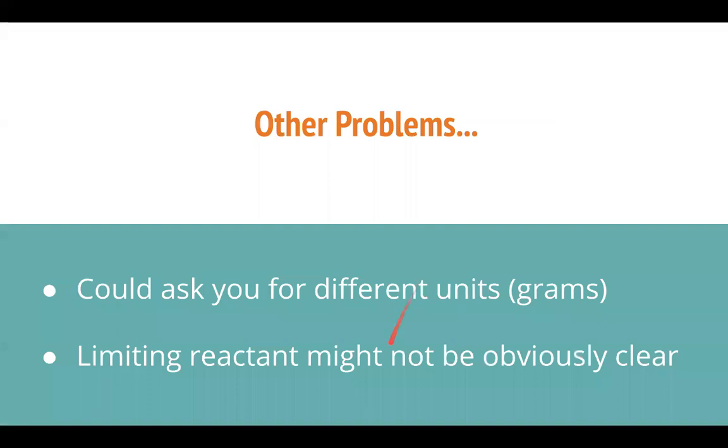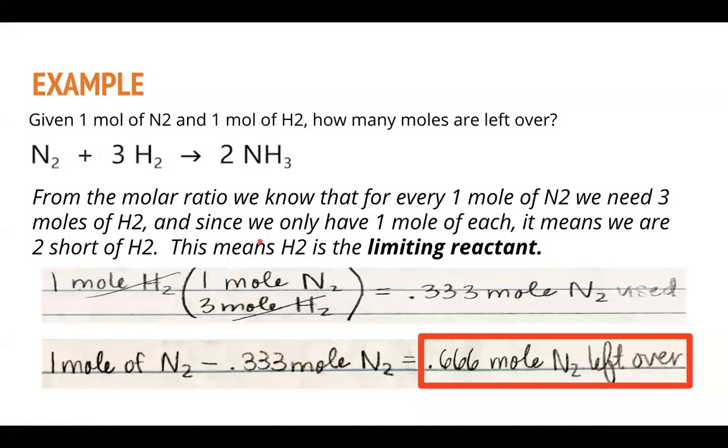Okay, and then the other thing that you might have to do is the limiting reactant might not be so obviously clear in other problems. So this one was very simple because we were given the same amount of both reactants. So you could just look at the molar ratio. We didn't have to do any math for that. But if it is different amounts, like say, like before, 35 grams and 20 grams of this, then you won't know right off the bat which one is the limiting reactant.